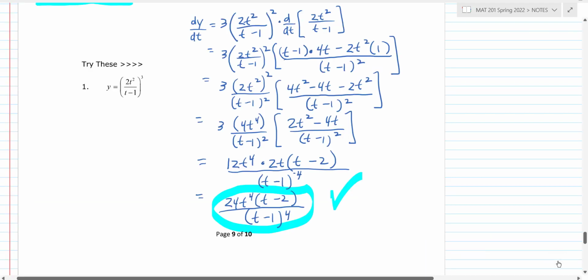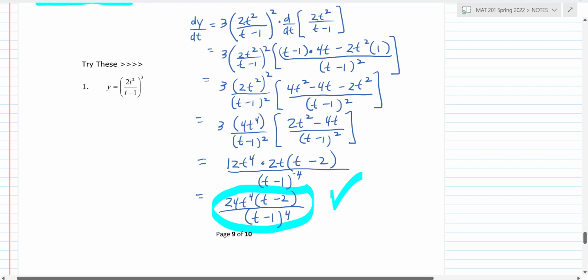Okay, so if you can do these problems, then you're doing well, I think, with your algebra, particularly that number 2 with the factoring that shows up. So number 1, the answer I would be looking for, this is as simple as you're going to get this, is 24t to the 4th times t minus 2 over t minus 1 to the 4th. All right, I'll go ahead and kind of talk through this.